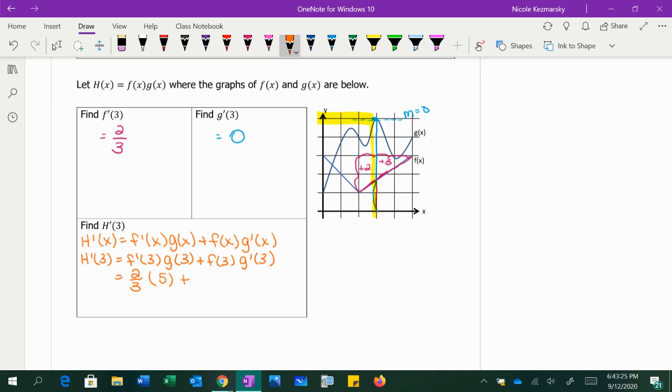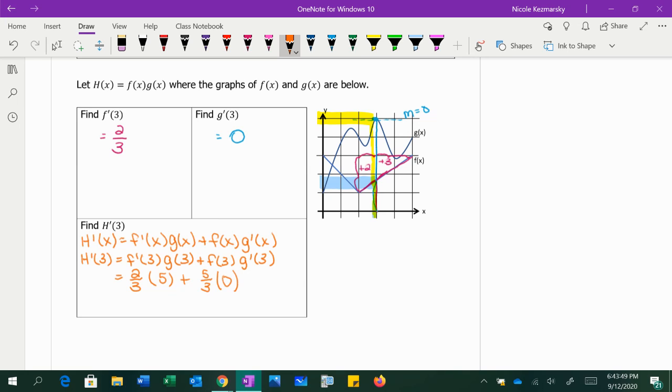Then we're going to do plus f of 3. So I'm going to do the same thing. I'm going to start at 3. I'm going to go up to f. I'm going to go over. And this one we can kind of approximate. I'm going with 2/3. Well, okay, 1 and 2/3. So that's what? 3, 4, 5. Okay, so we'll say 5/3. And then g prime of 3 is 0.